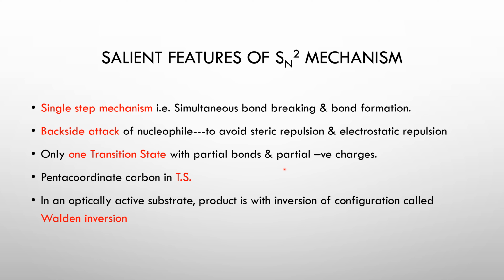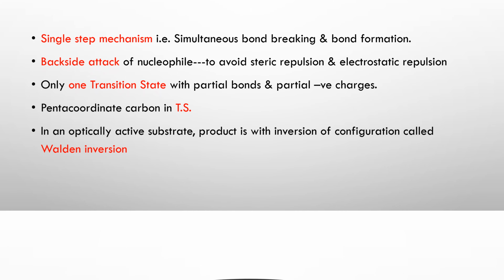In an optically active substrate, the product is with inversion in configuration. Inversion in configuration means the configuration of the product is opposite to the reactant. If the reactant is R, the product will be S, or if the reactant is D, the product will be L, and vice versa. And it is called Walden inversion after the name of the scientist Walden. It was discovered by the scientist Walden, so it is called Walden inversion. This is about the SN2 reaction mechanism. We shall study the SN1 mechanism in the next lecture.